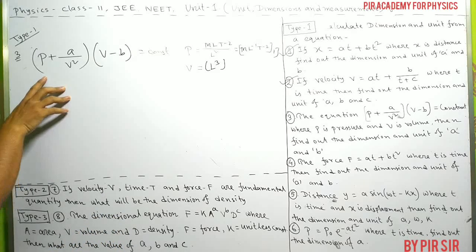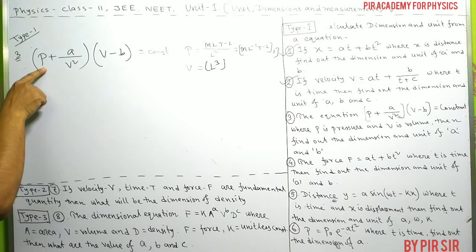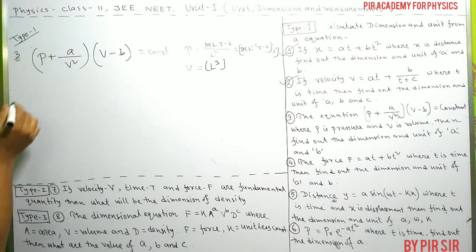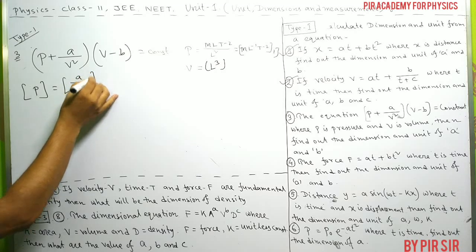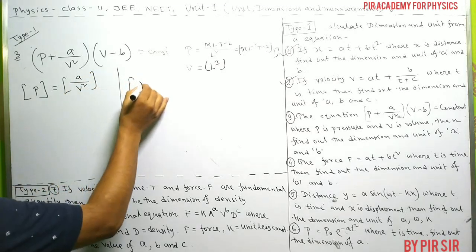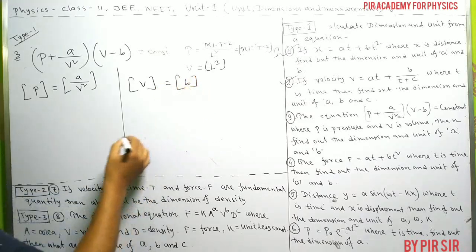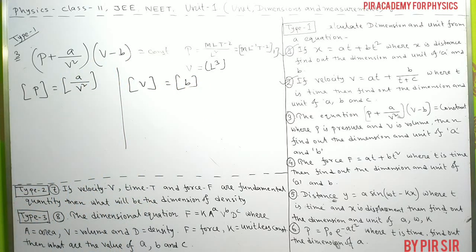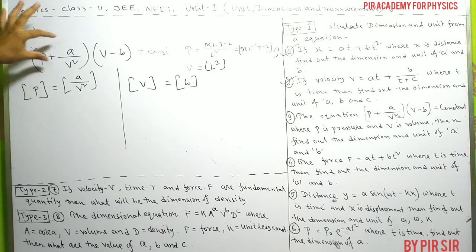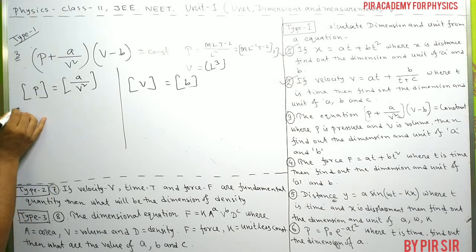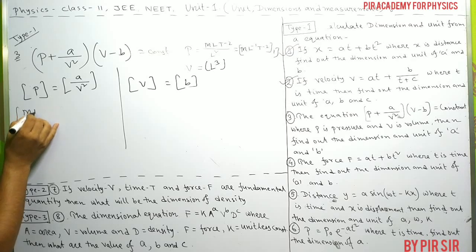Now here you see that this term is added with P. That means the dimension of P must equal the dimension of A by V square, and also the dimension of V equals the dimension of B, because B is subtracted from V. So this quantity and this quantity must be similar, and also this quantity and this quantity must be similar quantities.